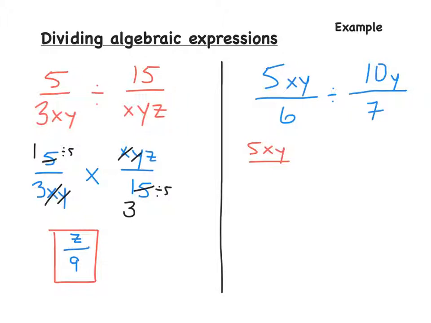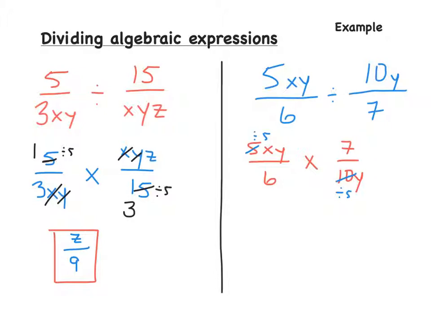5xy over 6. The reciprocal of 10y over 7 is 7 over 10y, and then you multiply them. If we do some cross-simplifying, well, we can't simplify 6 and 7 because there aren't any common factors between them. But we can simplify over here. We can simplify the 5 and the 10. Even though these are attached to some variables, we can still simplify the numbers. We can divide both by 5, the greatest common factor of 5 and 10.